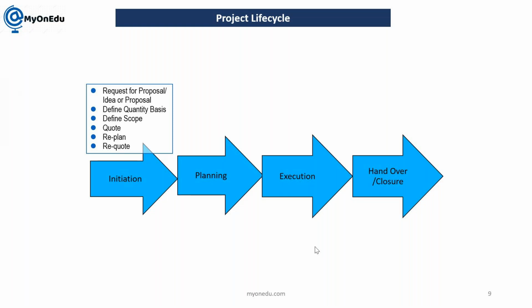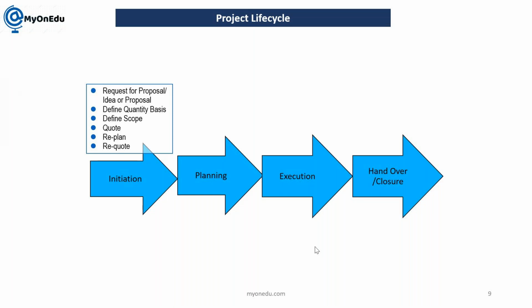Then, based on the requirement of the client, you are going to define the quantity basis, that this is the quantity which I need to deliver. Then define scope: what is going to be delivered and what is the specification of all these deliverables. For example, we are a transformer manufacturing company and we got an order of 10 transformers to manufacture. A specific specification is given, and accordingly we need to finalize everything.